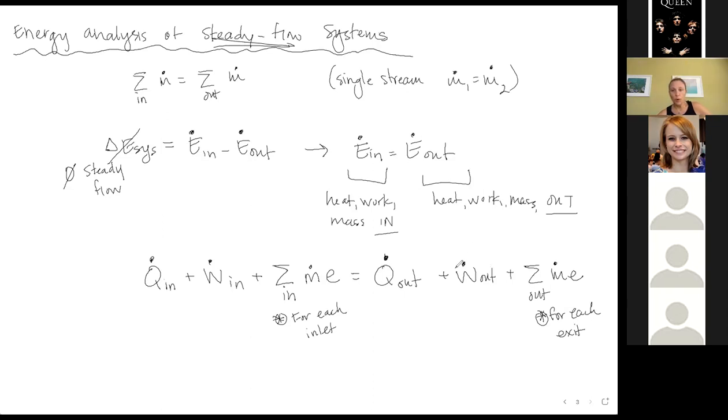Remember, work per unit time is power, so this is actually a power term here. And for our rate of heat transfer, whenever we see it written as Q like this, we're assuming that we're transferring heat between the control volume and the surroundings.